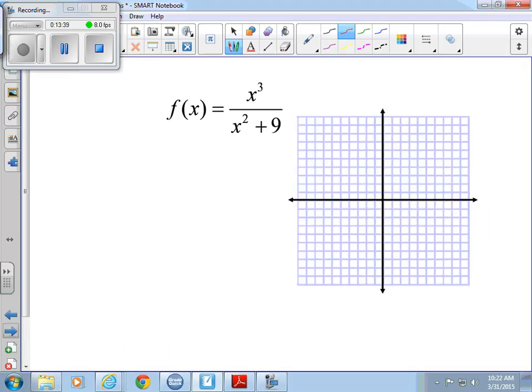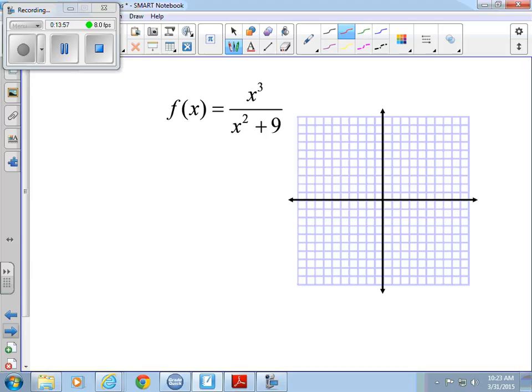Okay, this one I'm going to need a lot of help from the calculator on. We didn't learn how to do slant asymptotes in this class, and this one has a slant asymptote. So we're going to have the calculator compensate for the things we don't know. So we're going to graph it.